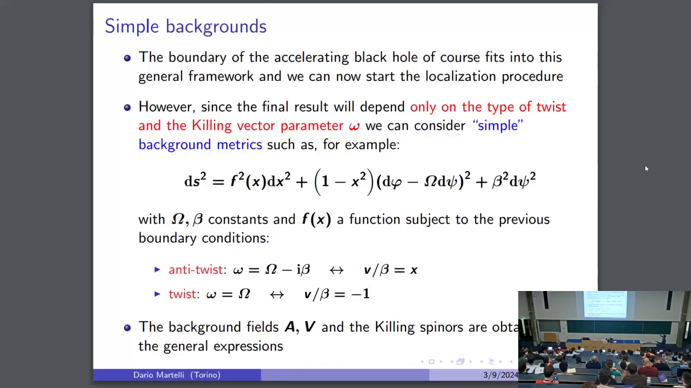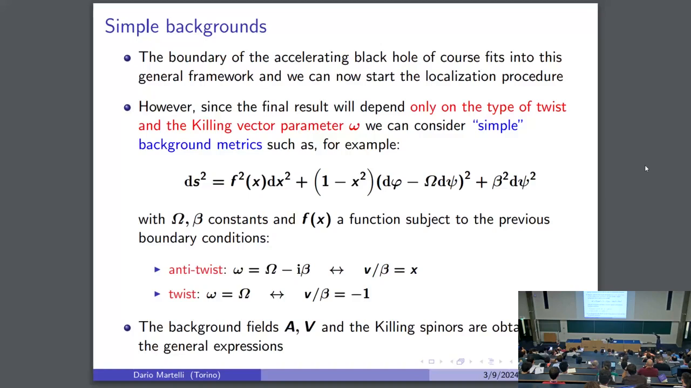And we could start doing the localization procedure. However, since the final result does not depend on the details of the background, but only on some very rough details, in particular, it depends only on this parameter omega, then we can consider simpler backgrounds as reference for presentational reasons or for performing the intermediate computations. For example, like this one, right?